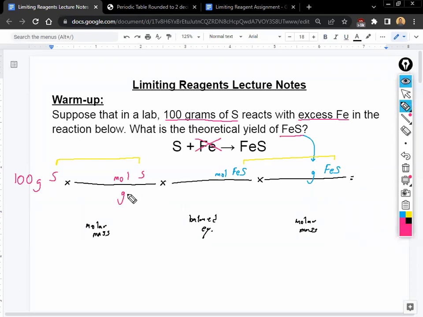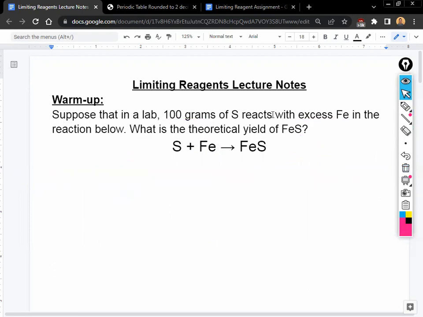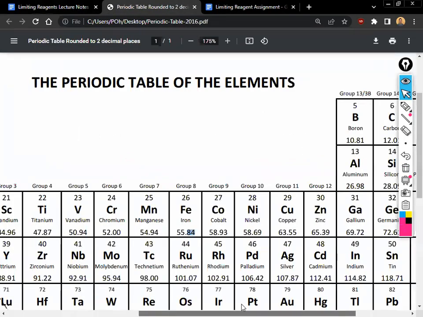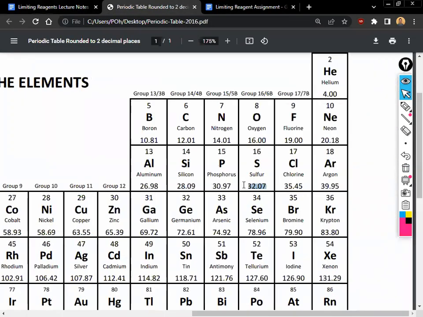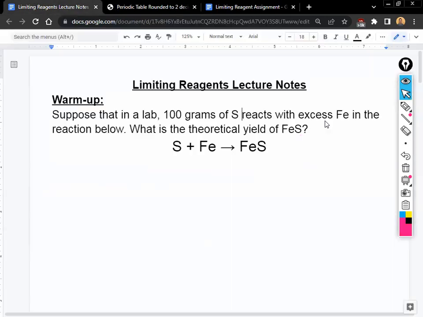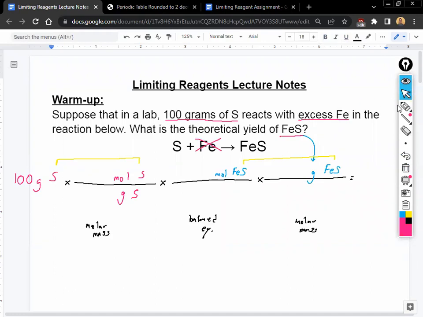Okay, first fraction, the bottom is going to be grams of S, so we can cancel it out. Molar mass of S, since it's just one element, we can just go on the periodic table. S is on the top right. It's going to be 32.07. But since the tenths place is a 0, we can round that down to 32. So it is going to be 32 grams per 1 mole. And these cancel.